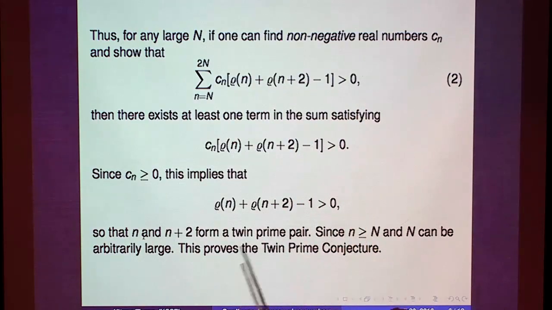Why do you include 0 as a possibility for C sub n? Is that important? Why is C sub n equal to 0 also considered? Is that important? This is important. Yeah.